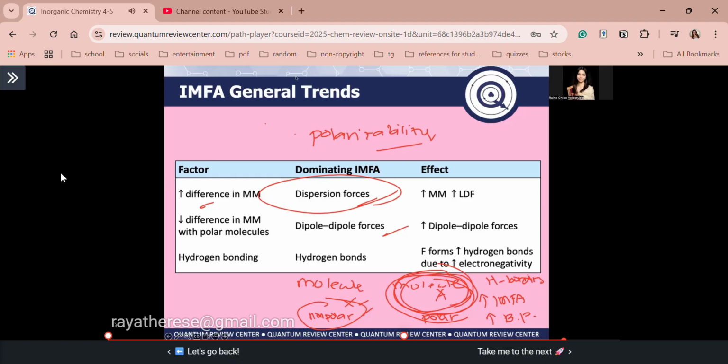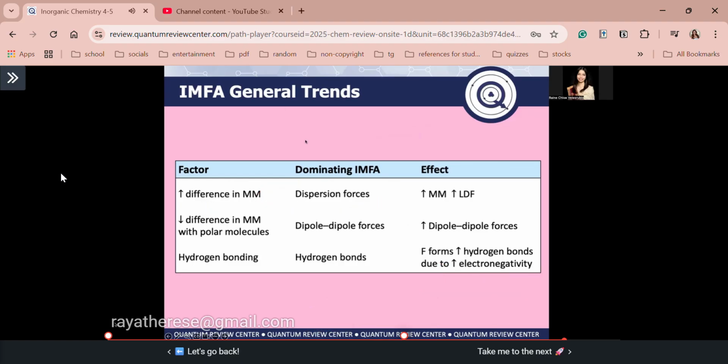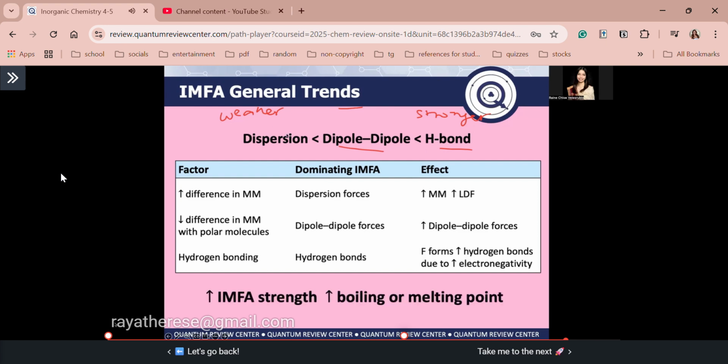Now, take note guys, that fluorine forms the strongest hydrogen bonds because among nitrogen, oxygen, and fluorine, fluorine has the greatest electronegativity. Once again, dispersion forces are weaker than dipole-dipole forces. Then hydrogen bonds are stronger than dipole-dipole forces. So, weaker to stronger IMFAs. And lastly, the stronger the IMFA strength, the higher the boiling or melting point. Okay? I hope that's clear.